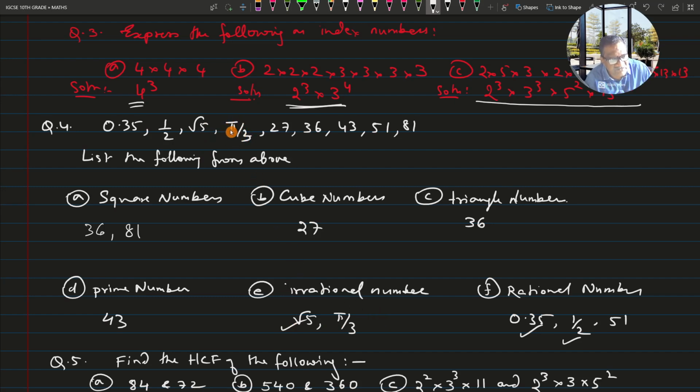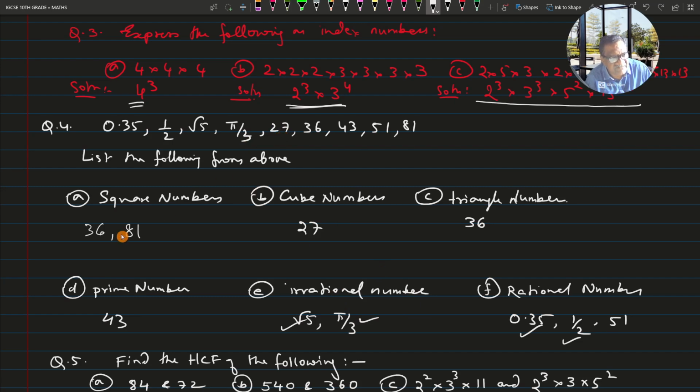Pi by 3, because you can see that pi is an irrational number, and an irrational number multiplied by any other number, or divided by, added to, or subtracted by any other number will give you an irrational number only. So here pi is an irrational number which is divided by 3, so the resultant will also be an irrational number. So pi by 3 I will put in the irrational number column.